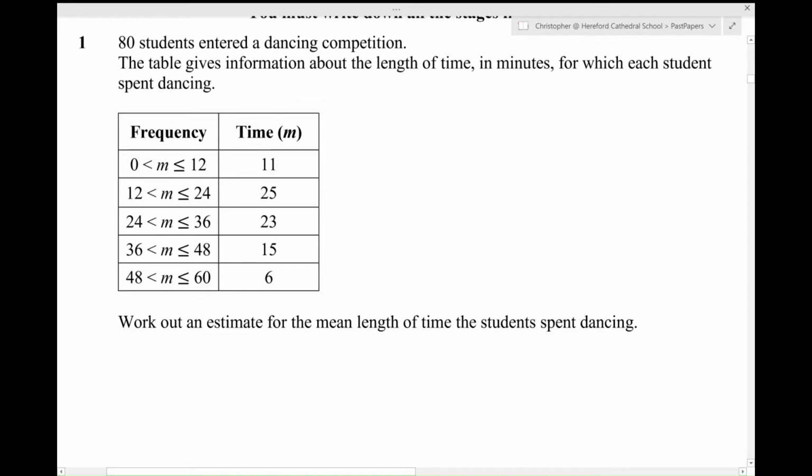Question 1 is all about finding an estimate for the mean. So what I'm going to do here is use MidMAD. I'm going to find the midpoints and then I'm going to multiply, add, and divide. So the midpoints are 6, 18, 30, 42, and 54. Now I'm going to go 6 times 11. I'm doing the multiplying bit now. 18 times 25, 30 times 23, 42 multiplied by 15, and 54 times 6.